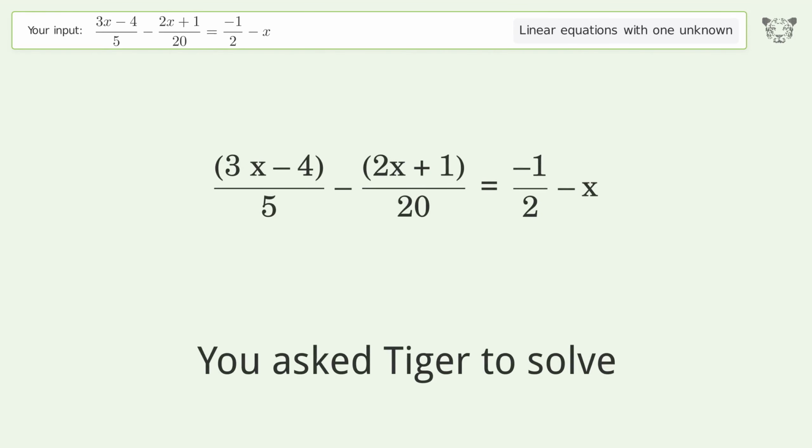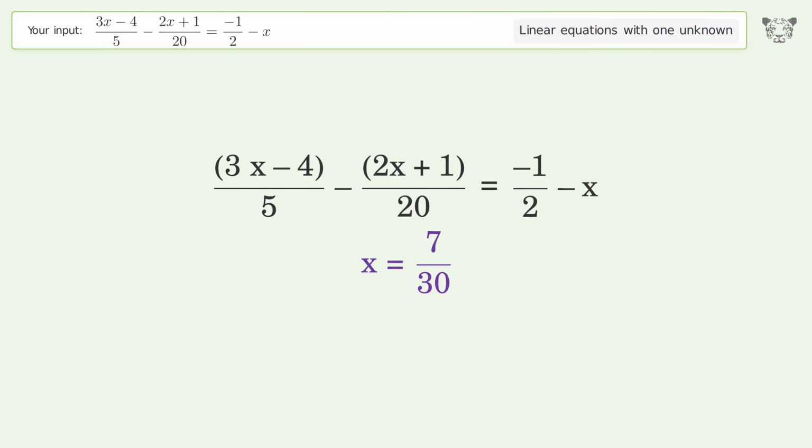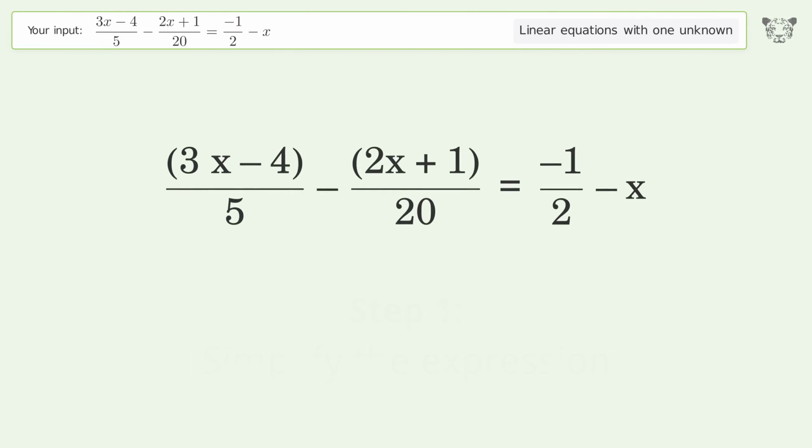You ask Tiger to solve. This deals with linear equations with one unknown. The final result is x equals 7/30. Let's solve it step by step. Simplify the expression. Break up the fraction.